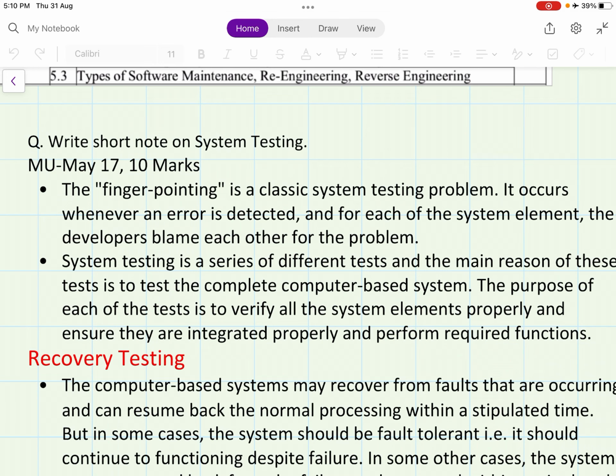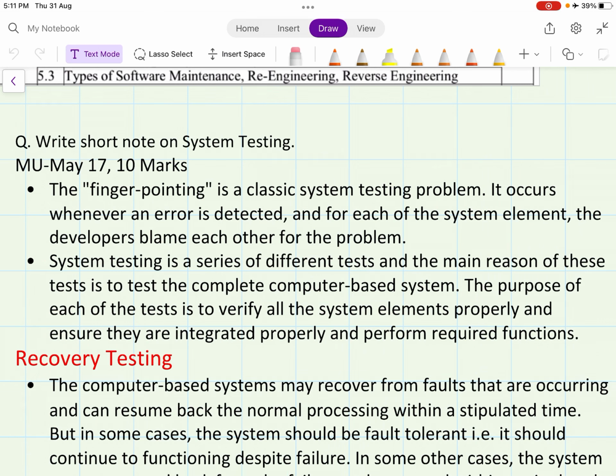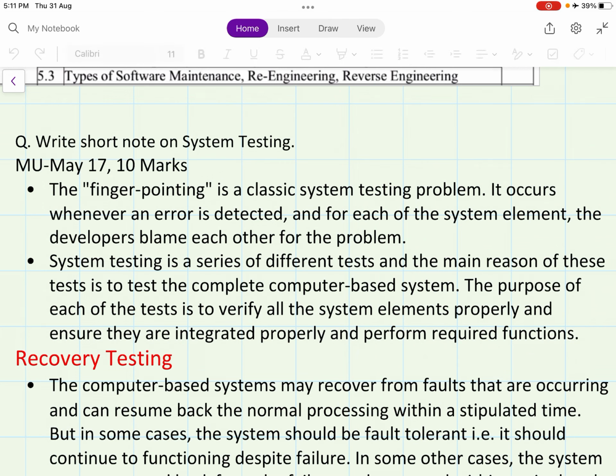So finger pointing is a classic system testing problem. It occurs whenever an error is detected, and for each system element, the developers blame each other for the problem. Finger pointing means you're pointing a finger at someone else. The developers also do the same thing. They point fingers at each other, saying you have done this, it is because of you that this problem has happened, and so on.